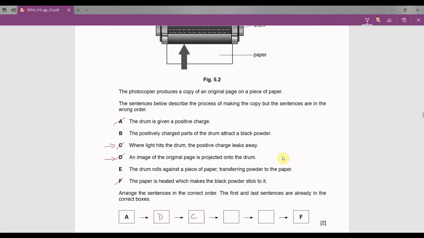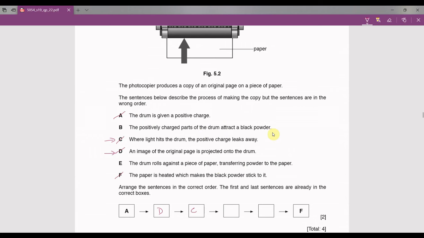Now the drum rolls against a piece of paper, transferring powder to the paper, and the positively charged parts of the drum attract a black powder. Obviously you can't transfer the powder to the paper before the drum attracts it. The drum has to attract the powder first, and then obviously it has to transfer it to the paper. So that is again common sense. So the positively charged parts of the drum attract the black powder. So this is B, and then you have part E.